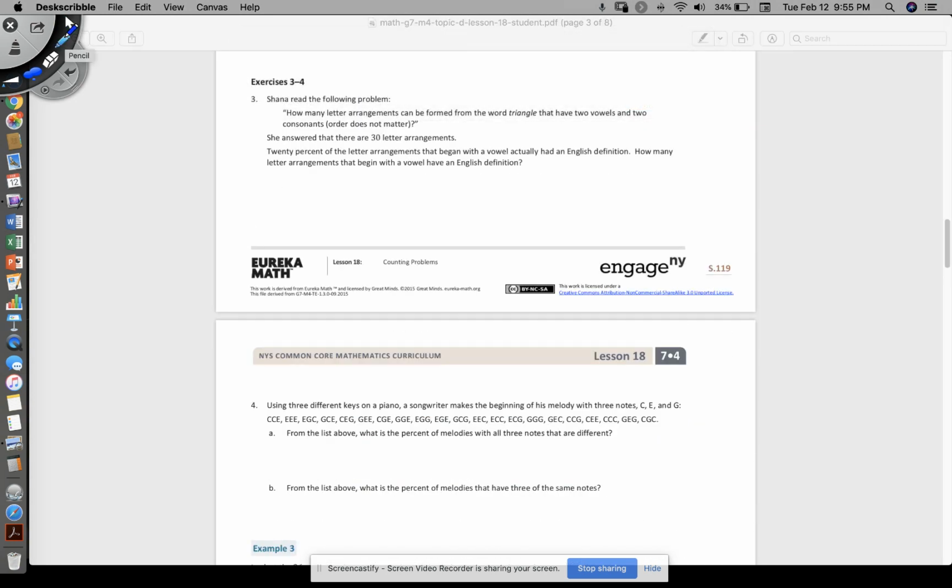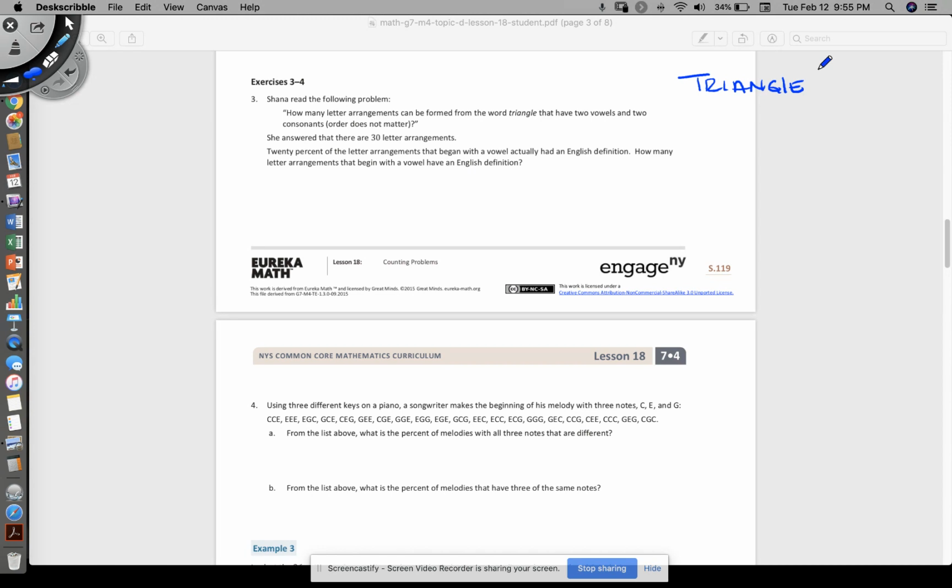All right, number 3 here says, Shauna read the following problem. How many letter arrangements can be formed from the word triangle? So if we were actually to write out the word triangle, how many words could you form that have 2 vowels and 2 consonants? But it doesn't matter the order. So she did all the work and she said that the answer was 30.